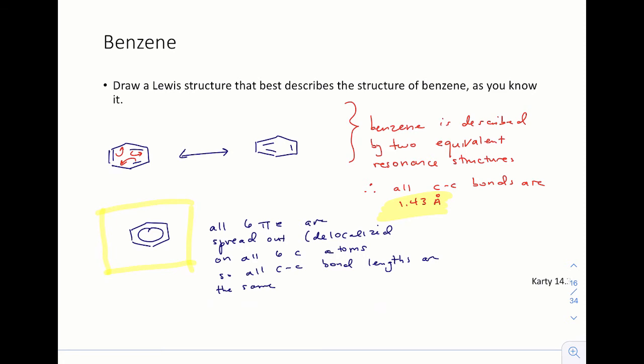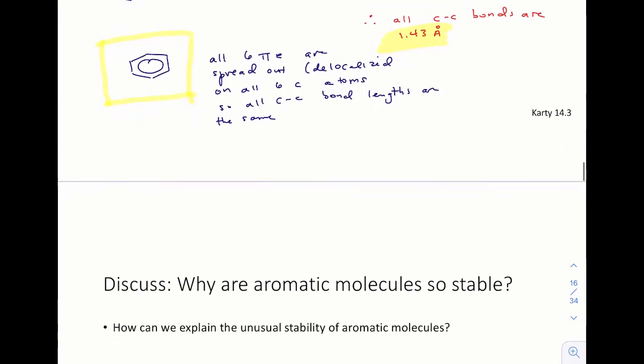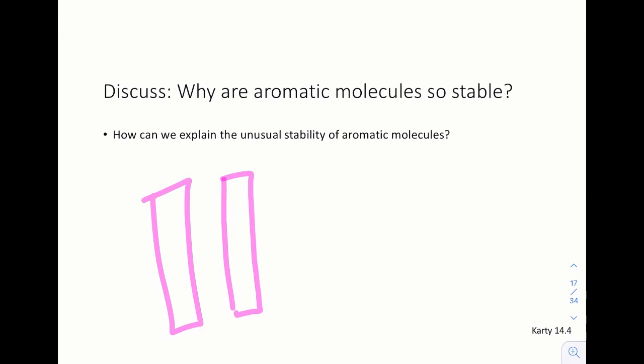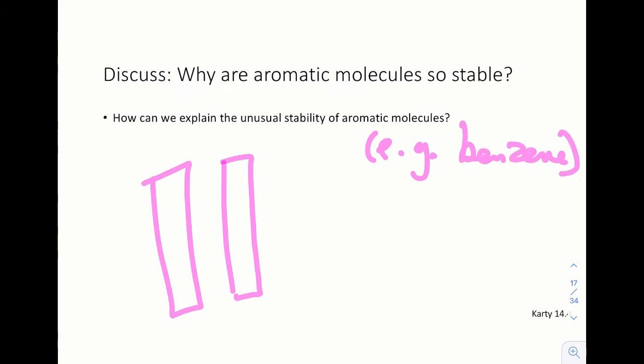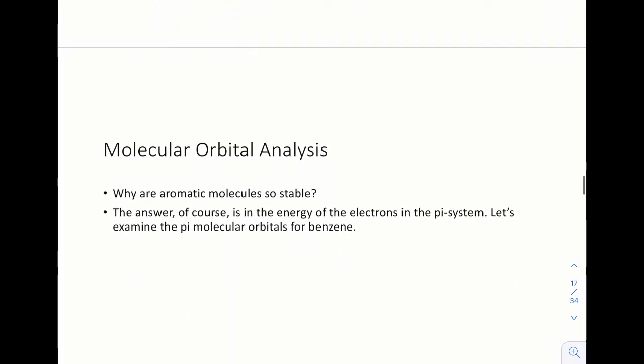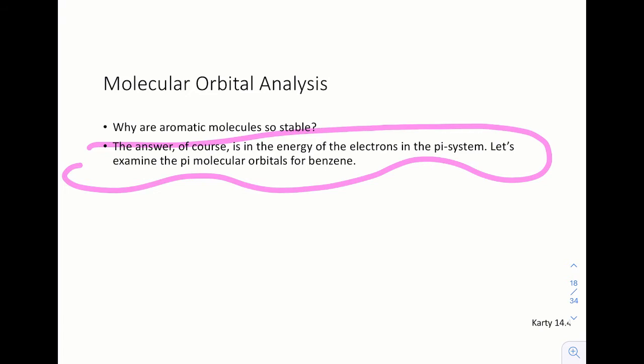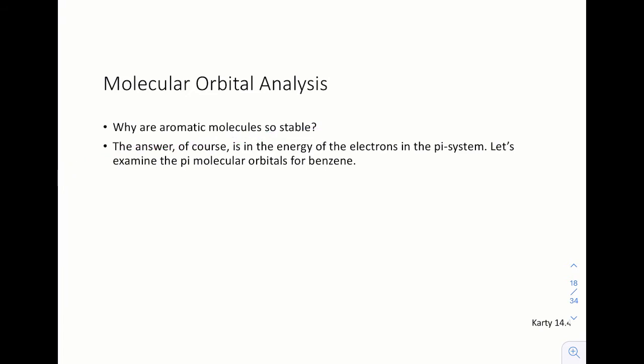However, we have not explained why benzene is so stable. I suggest you take a moment and see if you can explain the unusual stability of aromatic molecules such as benzene. Why are aromatic molecules so stable? Well, the answer, of course, is in the energy of the electrons in the pi system. So we will now examine the pi molecular orbitals for benzene.